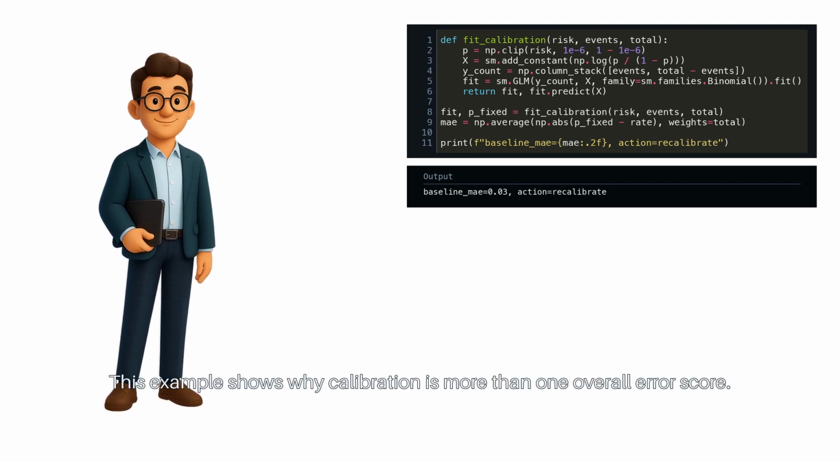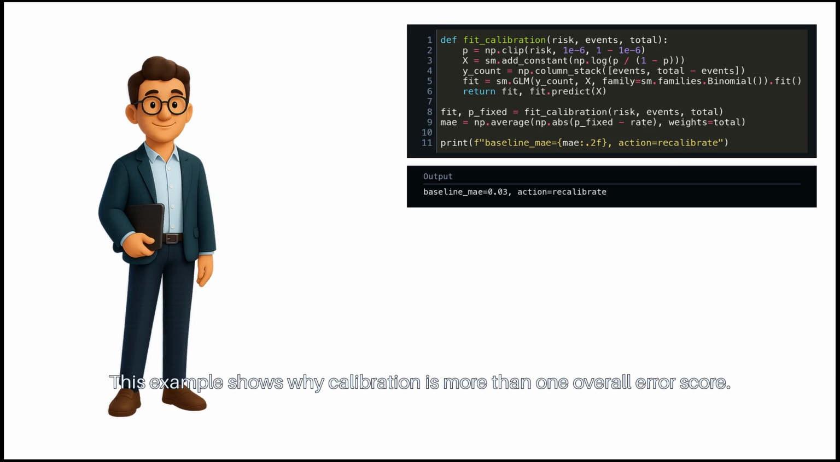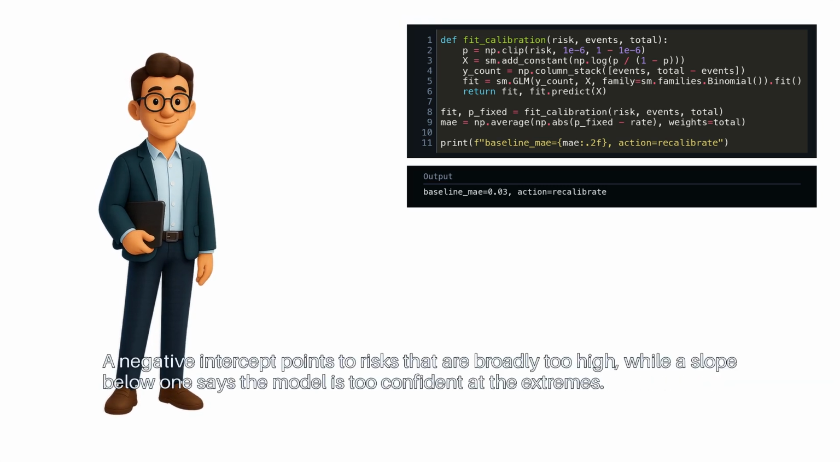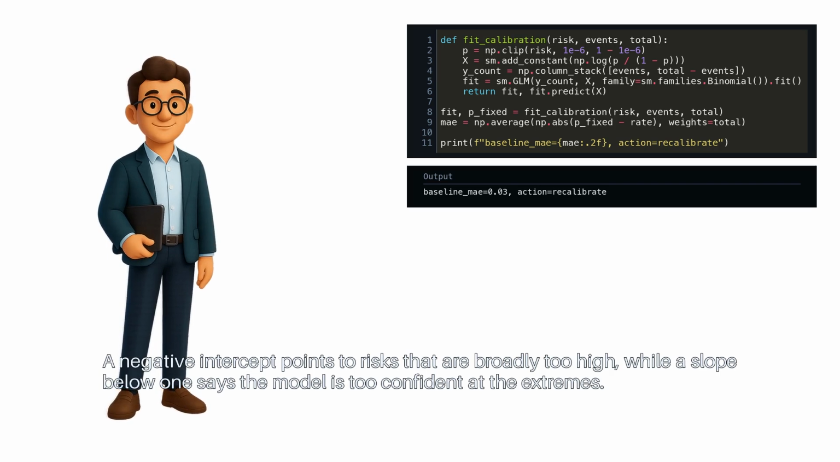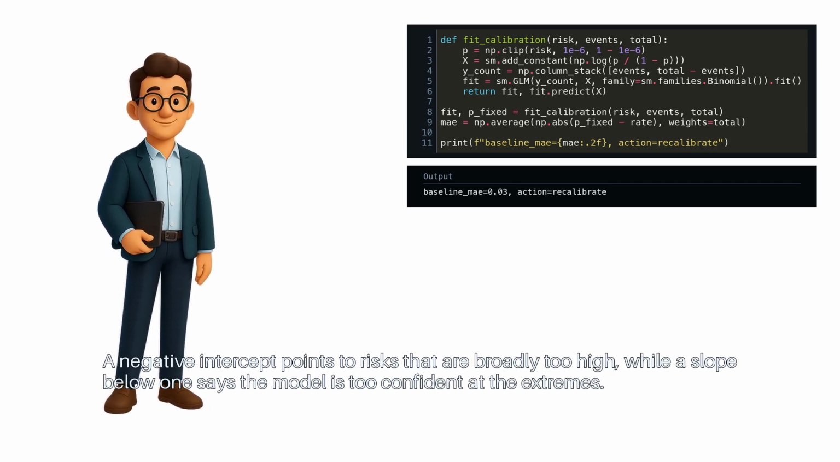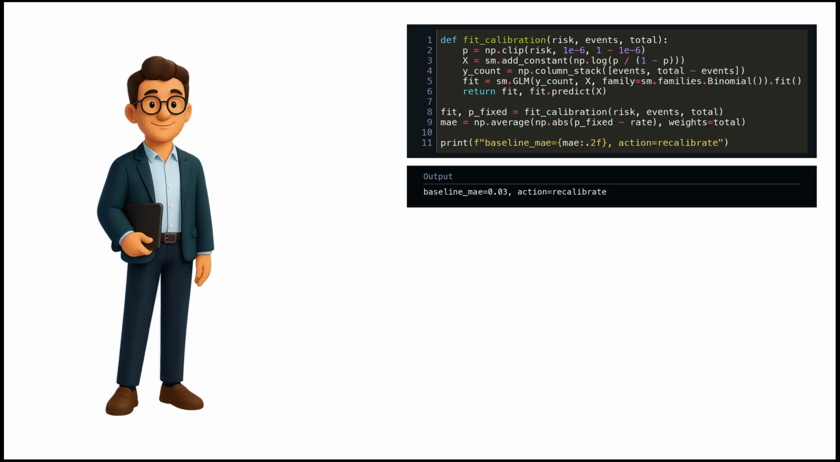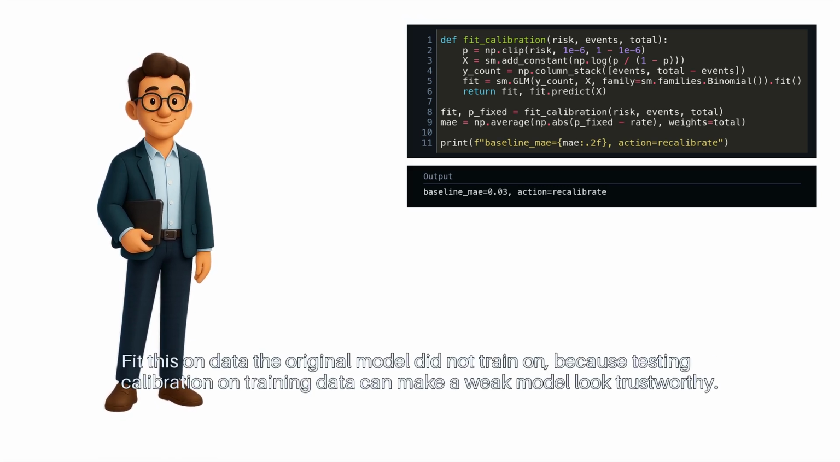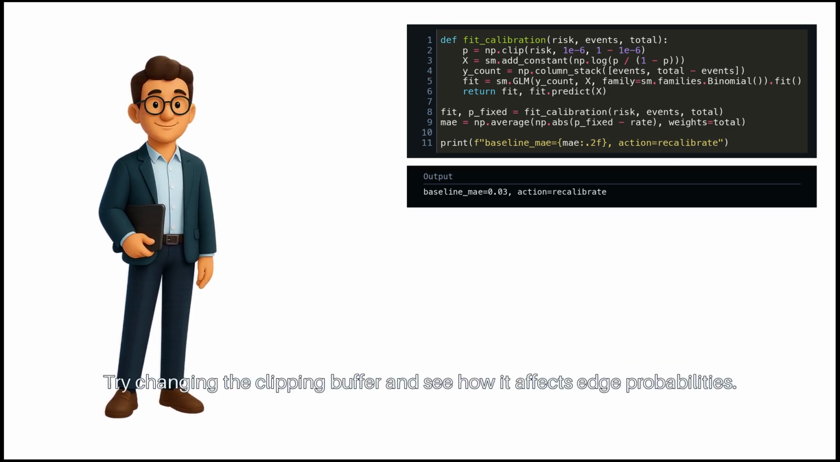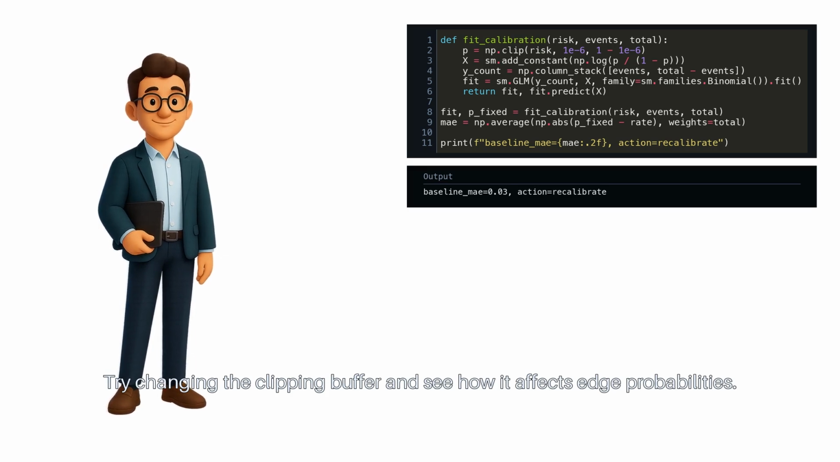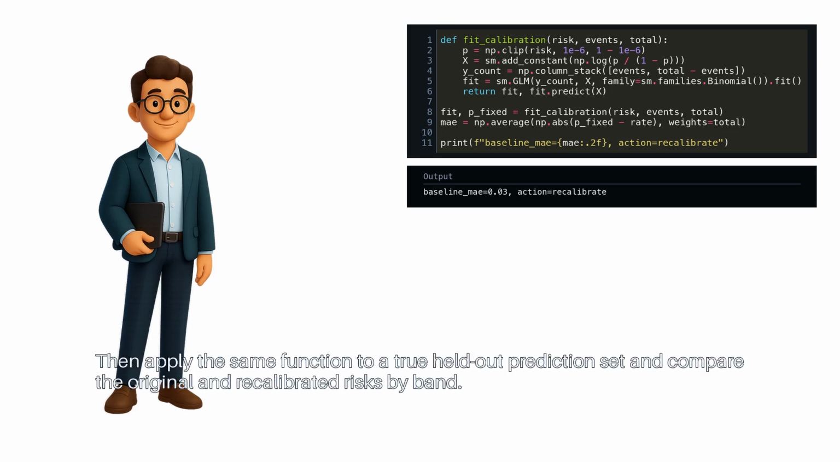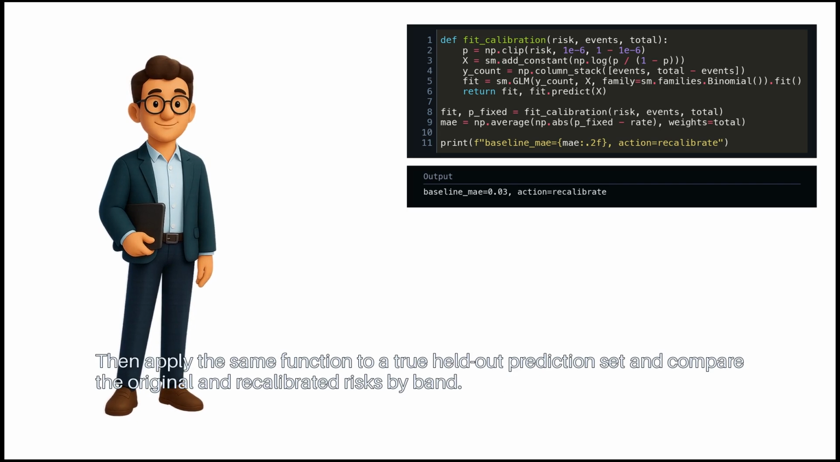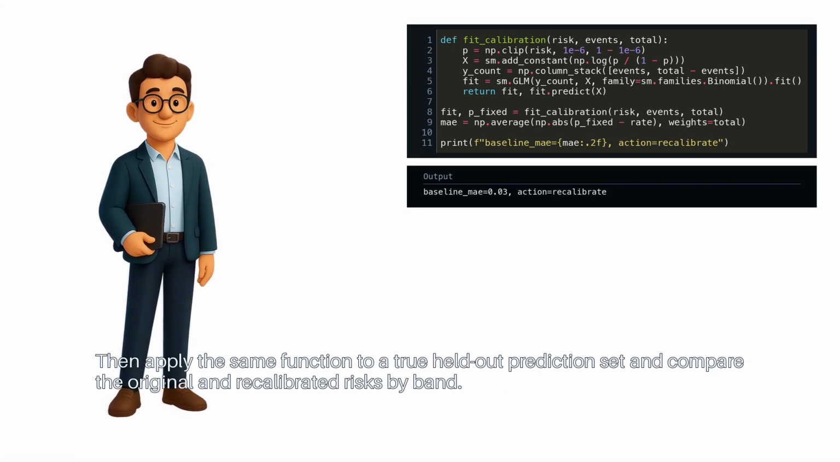This example shows why calibration is more than one overall error score. A negative intercept points to risks that are broadly too high, while a slope below 1 says the model is too confident at the extremes. Fit this on data the original model did not train on, because testing calibration on training data can make a weak model look trustworthy. Try changing the clipping buffer and see how it affects edge probabilities. Then, apply the same function to a true held-out prediction set and compare the original and recalibrated risks by band.